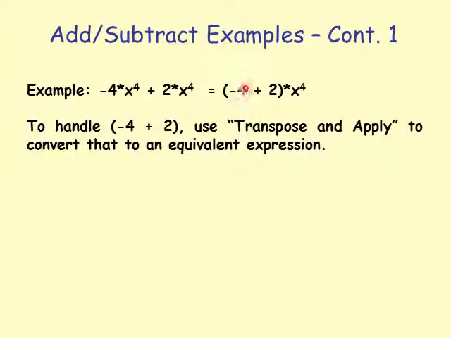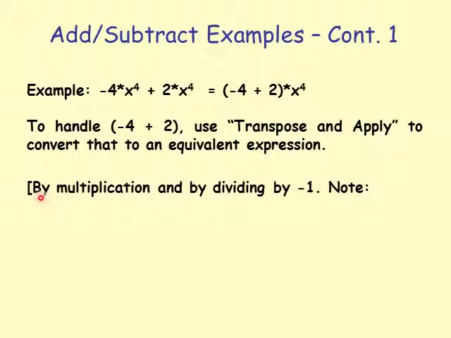So minus 4 plus 2 is asking for subtracting a larger number from a smaller number, and we would change that to an equivalent expression by using transpose and apply, and we will end up with subtracting a smaller number from a larger number. Let's continue with what we do here. We are going to do it by multiplying and dividing by minus 1. This minus 4 plus 2, we would multiply by minus 1 and also divide by minus 1.